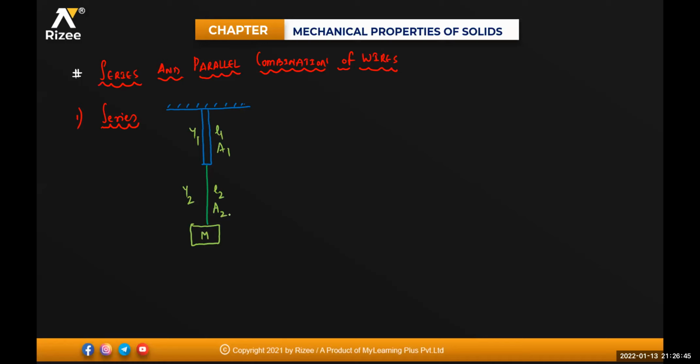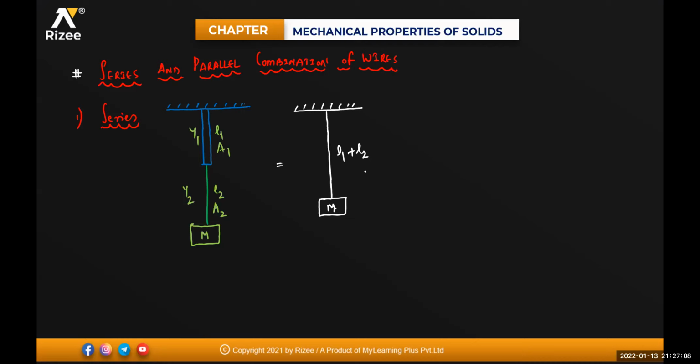So it forms a series combination. I can make this one effective rod, like this, with a block of weight F. So the total length is L1 plus L2. So what is the Young's modulus in the series combination?